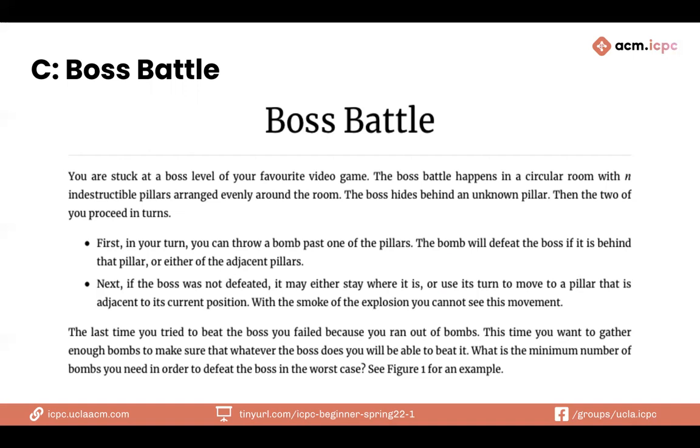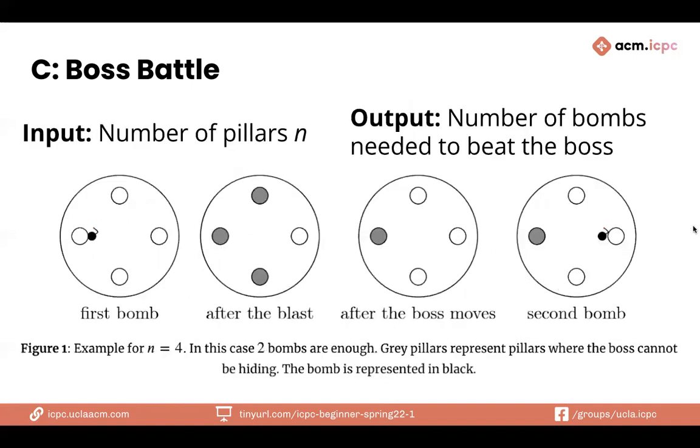Next, if the boss is not defeated, it may either stay where it is or use its turn to move to a pillar that is adjacent to its current position, picking randomly one side or the other. With the smoke of the explosion, you cannot see this movement. The last time you tried to beat the boss, you failed because you ran out of bombs. This time, you want to gather enough bombs to make sure that whatever the boss does, you will be able to beat it, certainly. What is the minimum number of bombs you need in order to defeat the boss in the worst possible case? And figure 1 is this, referencing this right here.